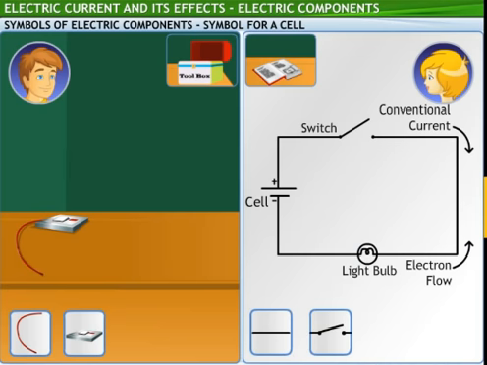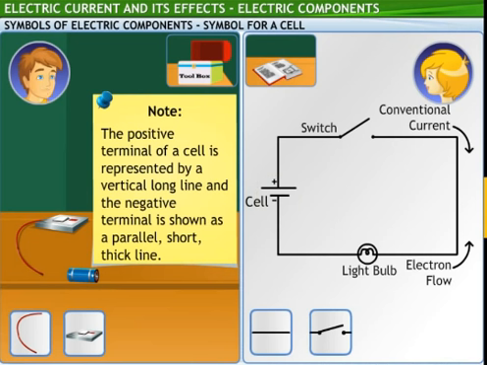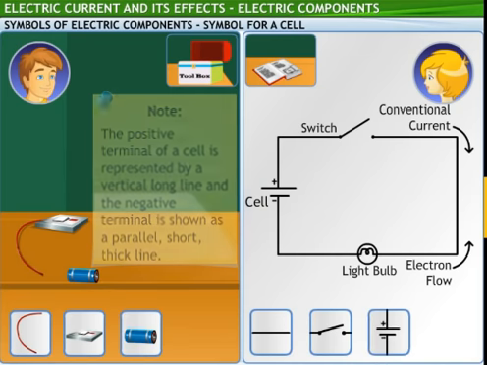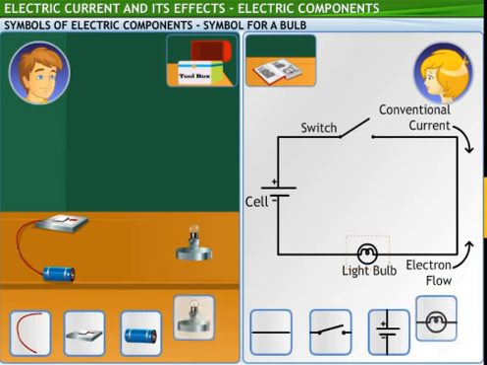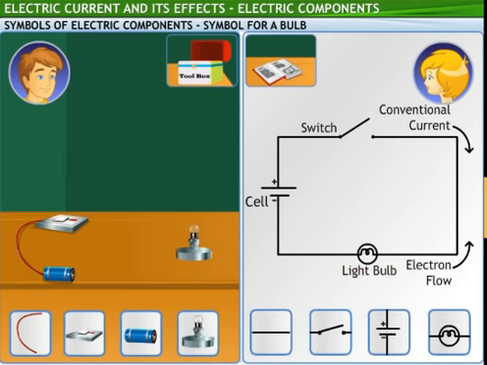So, what's the symbol for this? This is the symbol for a cell. The positive terminal of a cell is represented by a vertical long line, while the negative terminal is shown as a parallel shorter line. Now, according to the diagram, I need to connect the cell to the wire. There. Let me see what's next. Here's a bulb. This is the symbol for a bulb. That's the last component I need to connect to this circuit, as per the circuit diagram in the book. There. The circuit is complete.